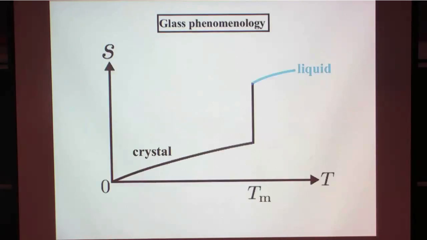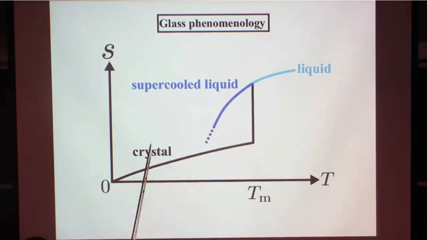Okay. So here's the typical equation of state you see in a textbook: entropy density as a function of temperature. At high temperature, you have a liquid phase, and you cool it down. You go through the first order transition at the melting temperature, and you get the crystal phase. That's a typical thing you see in a textbook. But something that's not often discussed in the textbook is the supercooled liquid phase, where you can actually cool down the system below the melting temperature while staying in a quasi-equilibrium state.